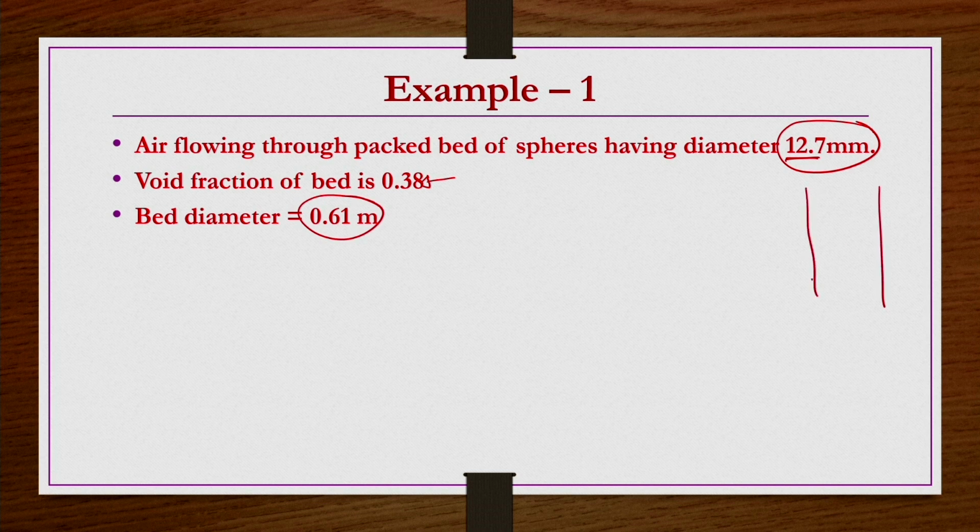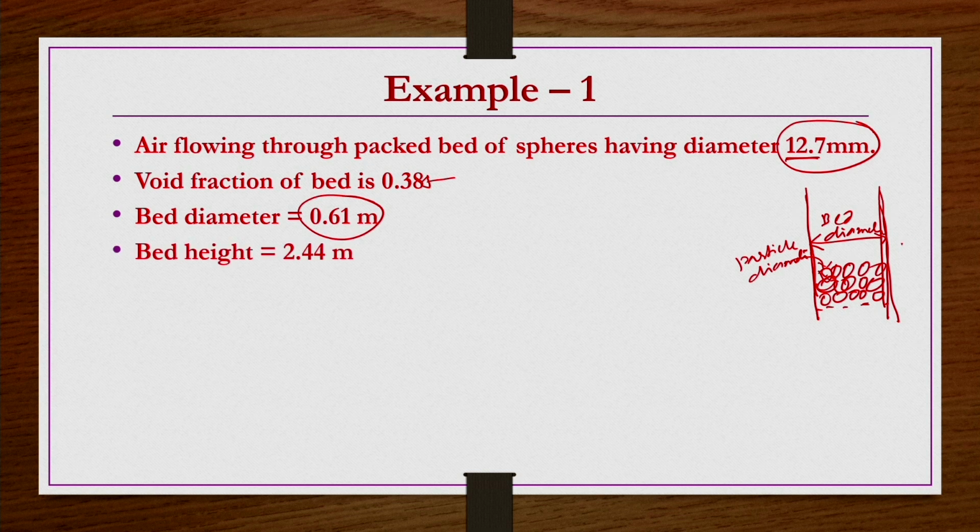See, the column in which you are doing this packing, that diameter is nothing but the bed diameter, and this is nothing but the particle diameter, the particles having certain diameters. Assume all the particles have the same size and shape; spherical shape is given and the size is 12.7 mm, that is also given.